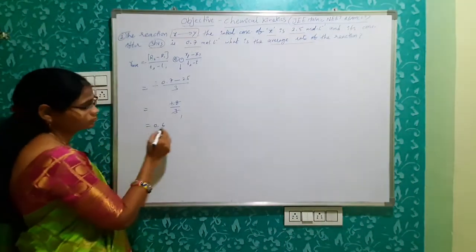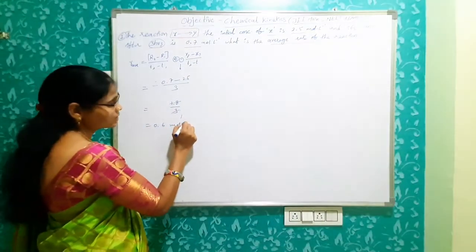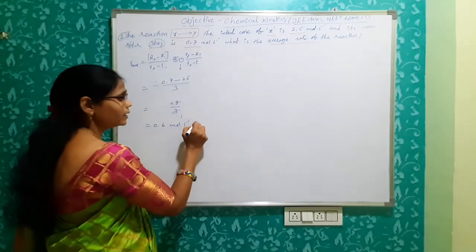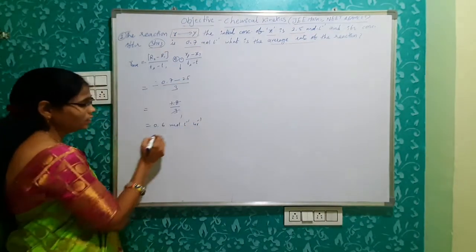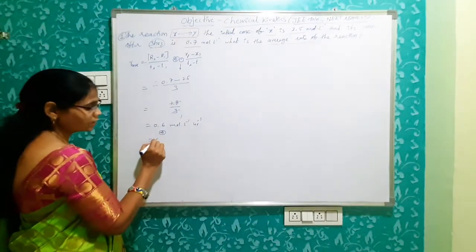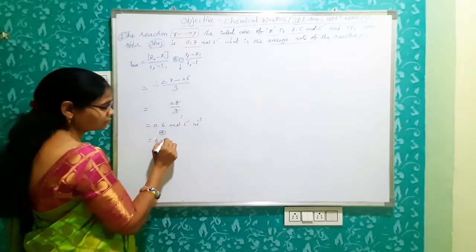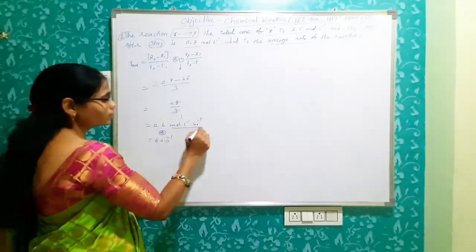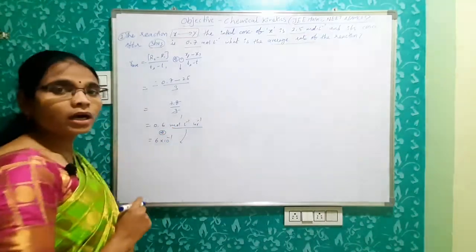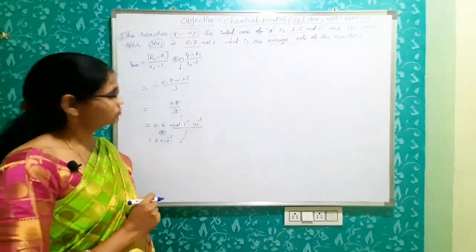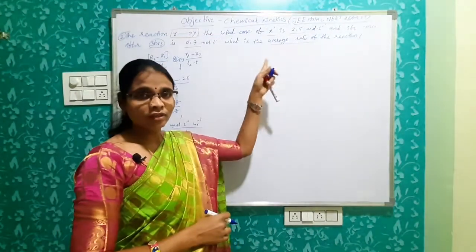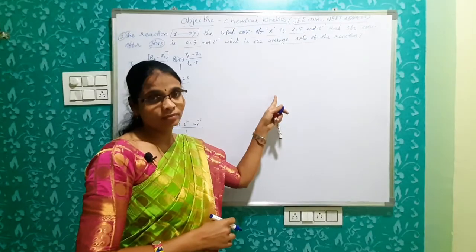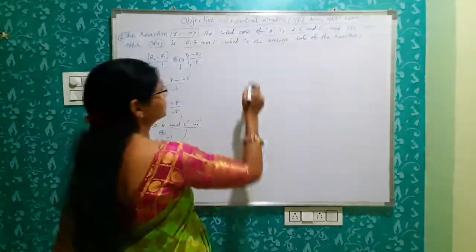0.6 moles per liter per hour. Also you can write it as 6 into 10 power minus 1 moles per liter per hour. Clear? Clear everybody? This question is also given with a graph, so I will show you.